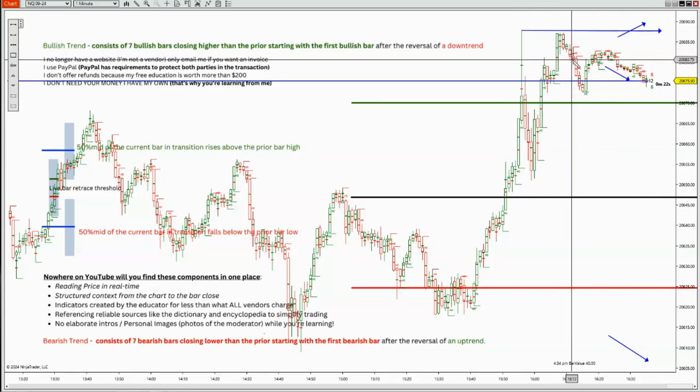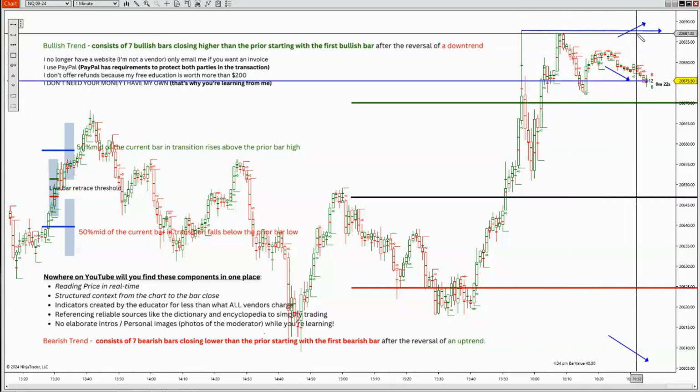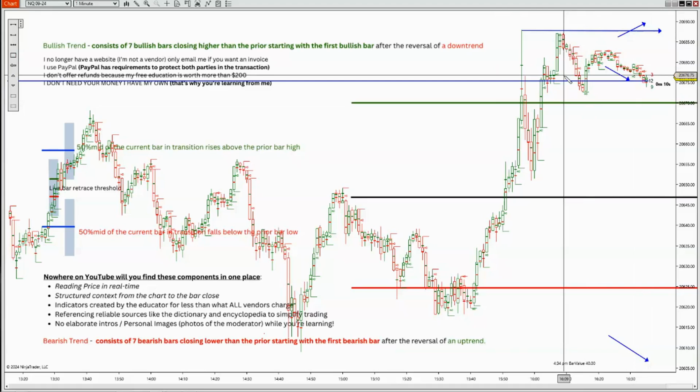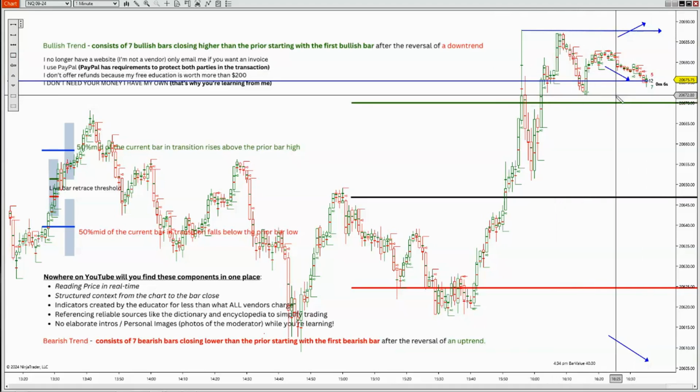So 1, 2, 3, 4, 5. That's 6. That's not 7. They can still go back up. And even if they made one more lower, I can tell you right now they're going through this high. That's pretty much how it should work.